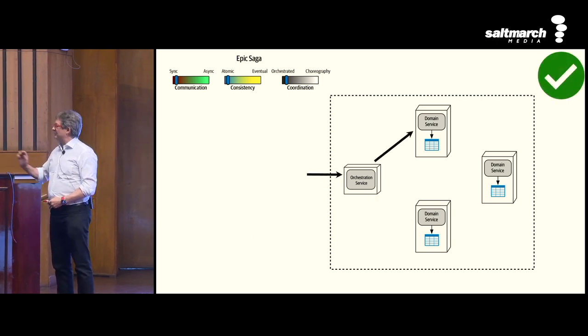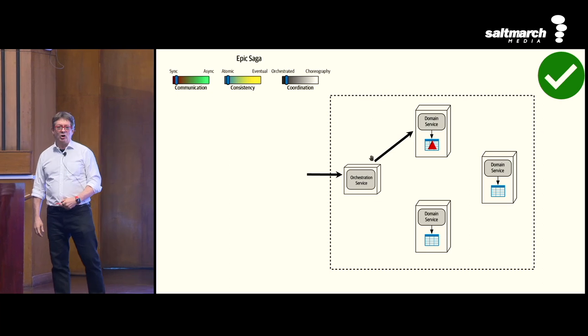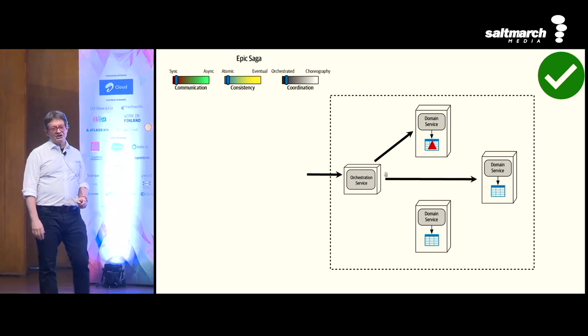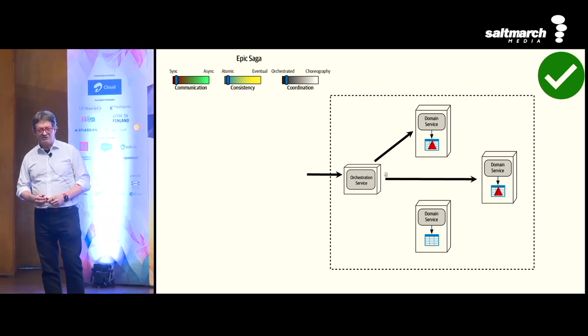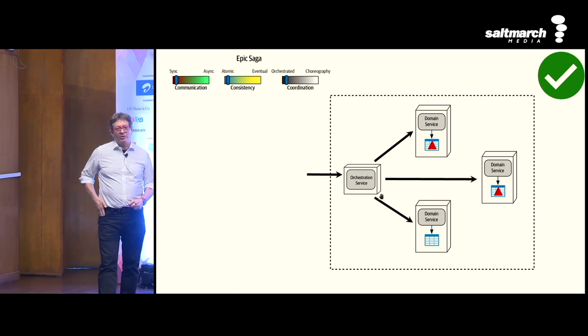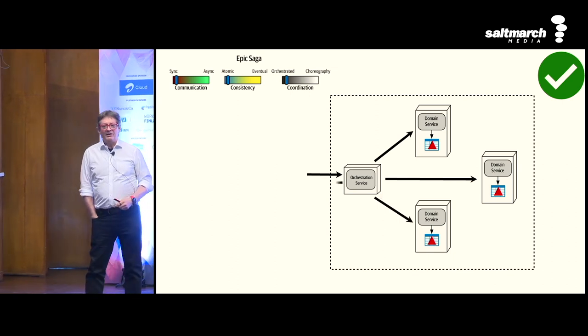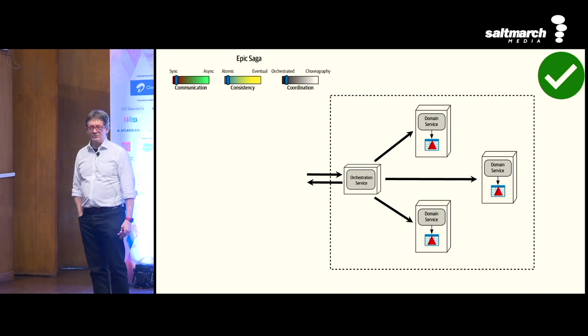A request comes into my orchestrator. It makes a synchronous blocking call to one service, which updates itself. Then a synchronous blocking call to another service, which updates itself, and then a synchronous blocking call to the 3rd one, which updates itself, and then finally it can send the request back to my user.